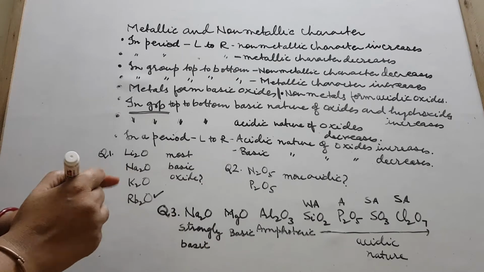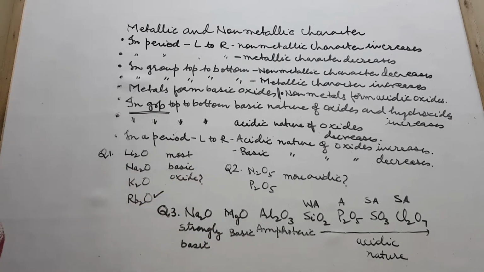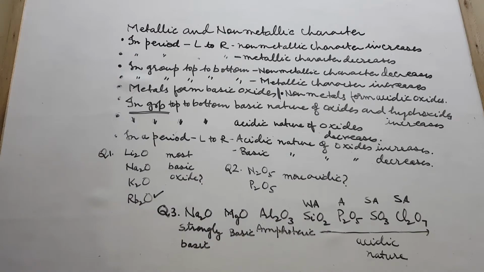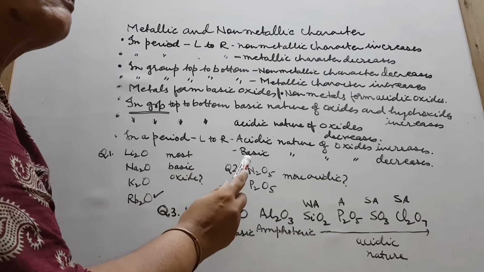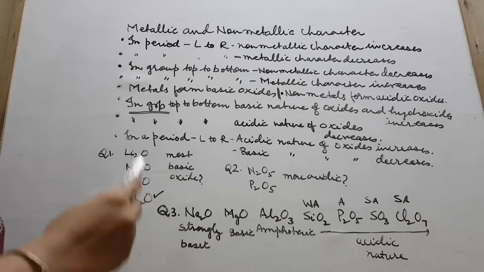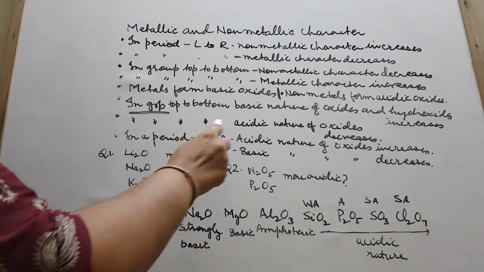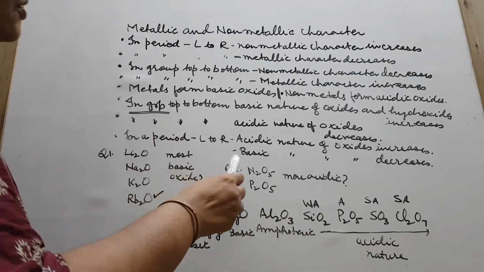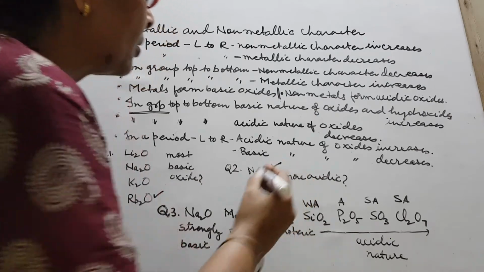Similarly, come to question number 2. N2O5 and P2O5. We know that these are the oxides of non-metals. One thing. Second, we know that non-metals form acidic oxides. Question is, which out of these two will be more acidic? So they both are non-metallic oxides. They will be acidic in nature. Then they are from the same group. I know in a group top to bottom, basic nature of oxides increases and acidic nature of oxides decreases. So naturally P is below, N is above. So naturally N2O5 will be more acidic in nature.